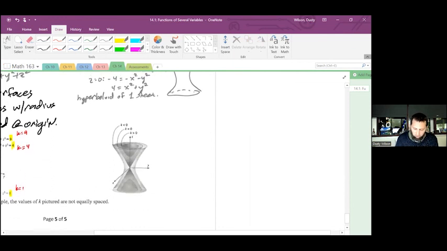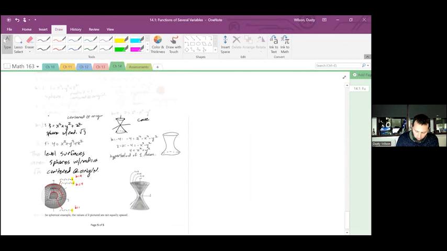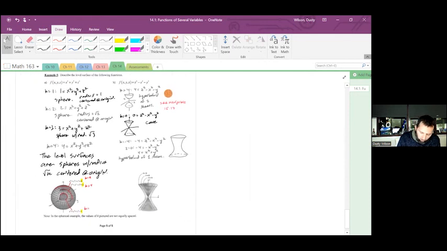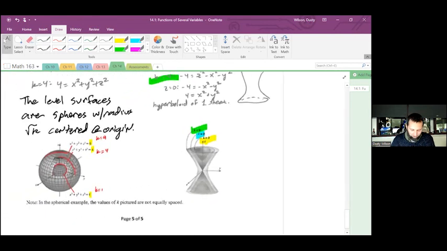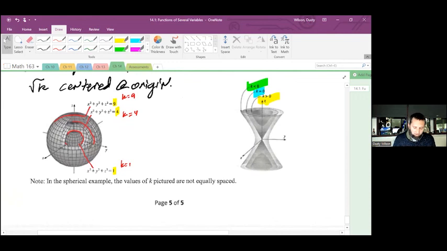And we can see that below in the picture. So we did our work. You can see that when k was equal to 4, that's bigger than 0, that's where we have the 2-sheeter. When k was equal to 0, that's where we have the cone. And when k was equal to -4, that's where we have the hyperboloid of 1 sheet. And the crazy part is that all of those hyperboloids are level surfaces of the same 4-dimensional object, whatever that means. Again, one final note on A: in the spherical example, the values of k pictured are not equally spaced.